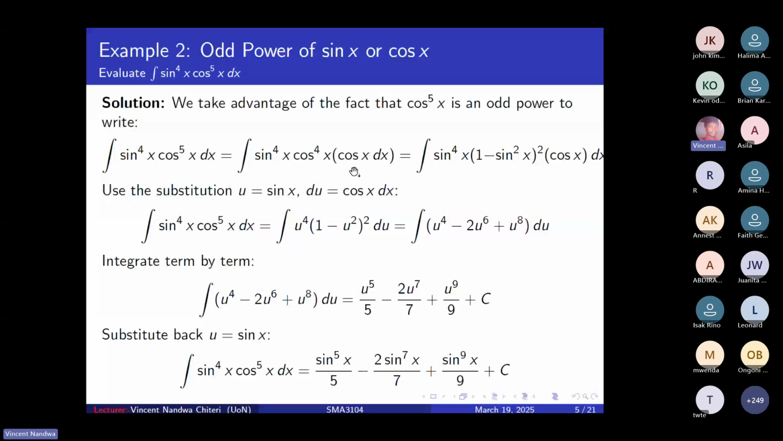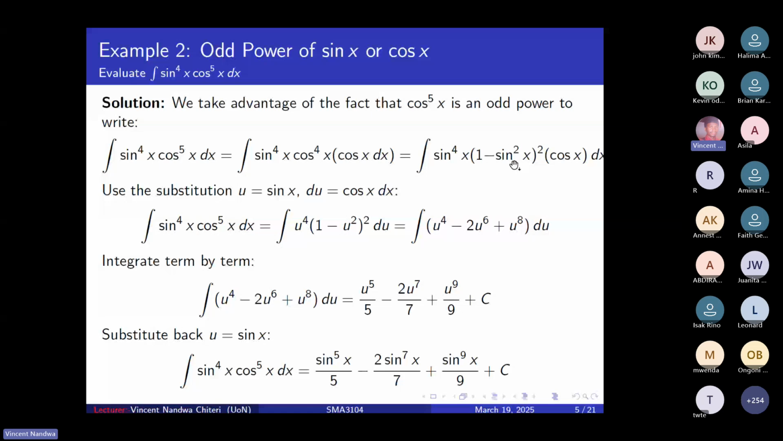Then this cos power 4x can be written as cos squared times another cos squared x. So that's why we are writing this as 1 minus sine squared x in place of cos squared x. So cos squared x raised to power 2 gives us the same cos power 4. So that's why you have this expression here. Then you still retain this cos x dx.